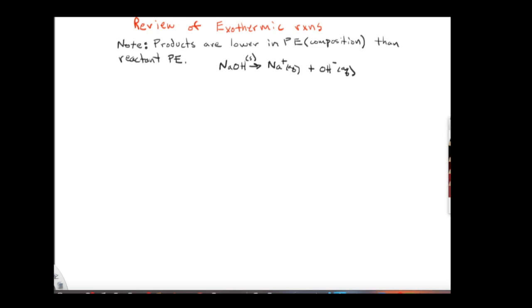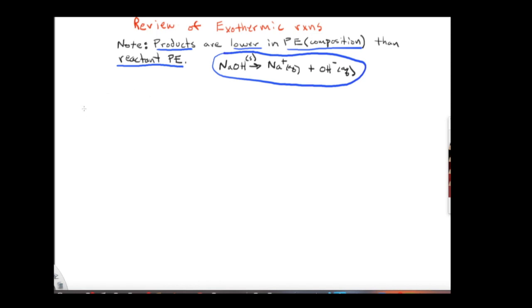The key thing to make sure that you understand going into this is that the products of an exothermic reaction are going to be lower in potential energy, compositional potential energy, than the potential energy of the reactants. The reaction that I'm modeling this with, and we actually did this with two different reactions, was the first one that I talked about, where we take solid sodium hydroxide, put it in water, and allow it to dissolve. This is an ionization reaction.